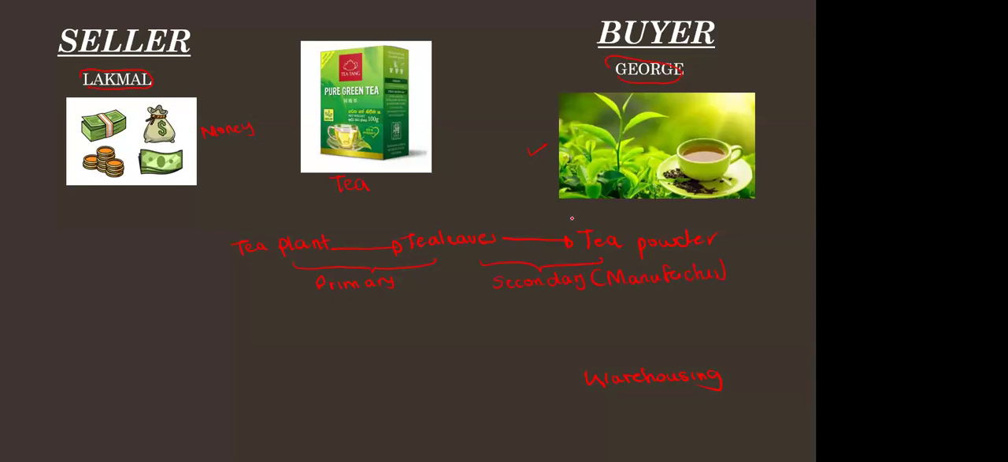Guys, did you understand this primary and secondary difference? Primary is collecting raw materials. Secondary is converting those raw materials into a finished product, which is simply manufacturing. You converted these tea leaves, which are your raw material, into a finished product.